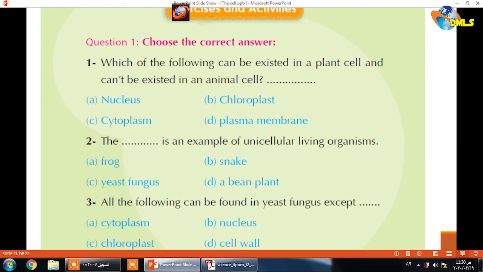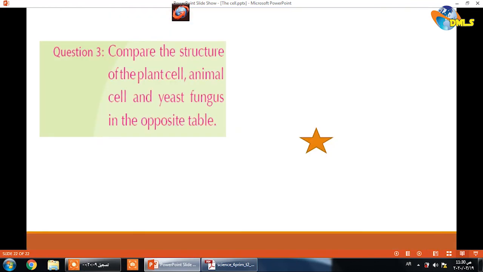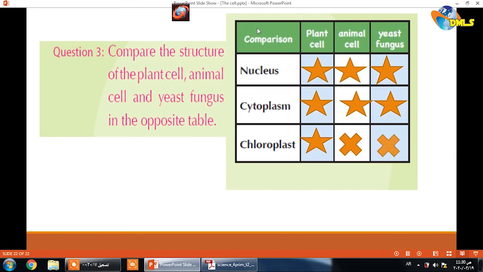Compare between the structure of a plant and animal cell. The plant cell has a nucleus, but the animal cell also has a nucleus. The yeast fungus also has a nucleus. The three types of cells have a cytoplasm, but the plant cell has a chloroplast, the animal cell doesn't, and the yeast fungus also doesn't.